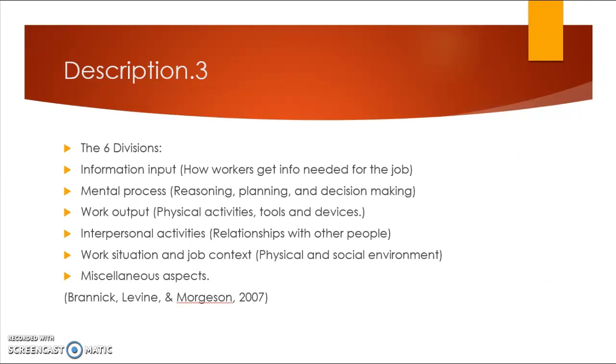The bulk of the test items are divided into 6 divisions, which relate either to human attributes, such as perception of color, or accommodations which must be made by the employee, such as using written information. There is also a short section at the end of the questionnaire covering compensation. The 6 major divisions include information input, mediation or mental process, work output, interpersonal activities, work situation and job context, and miscellaneous aspects.